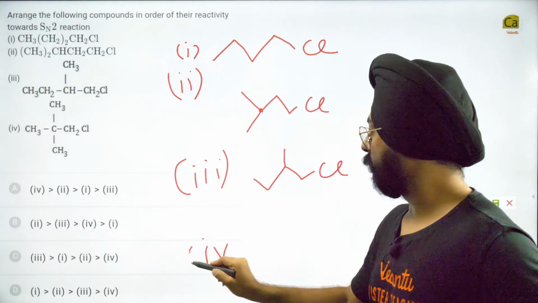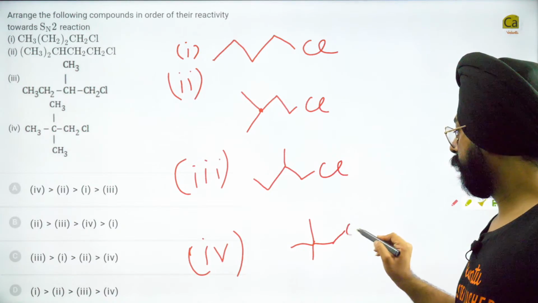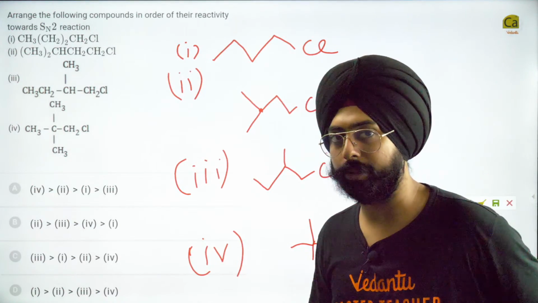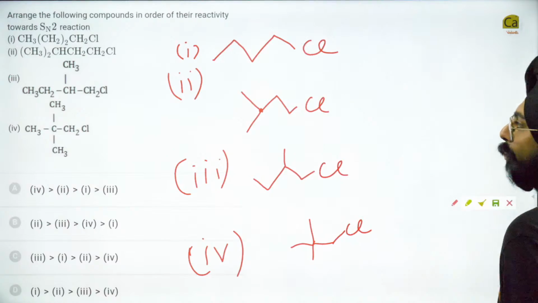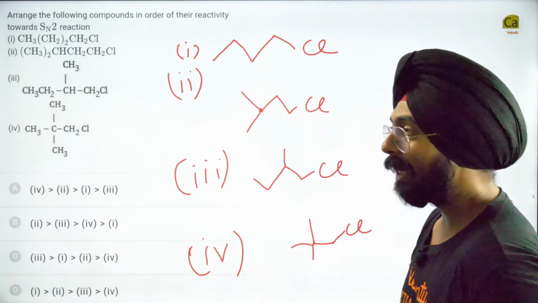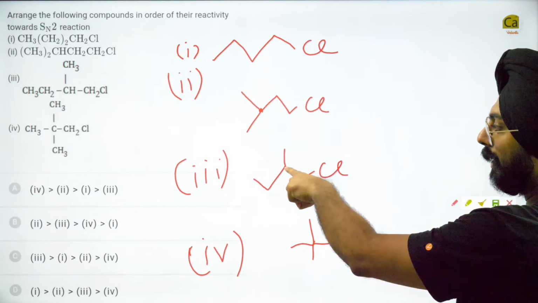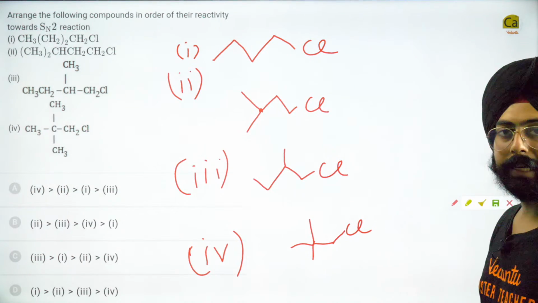Structure number 4 is again very crowded, as you can see. If you notice carefully, all of them are 1 degree alkyl halides. This carbon is connected to only one carbon, so it is a 1 degree alkyl halide.